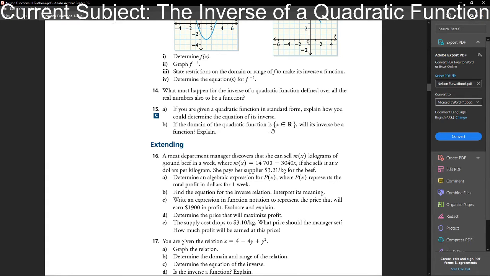If the domain of the quadratic is x equals any real number, will its inverse be a function? No, because then it will fail the vertical line test.